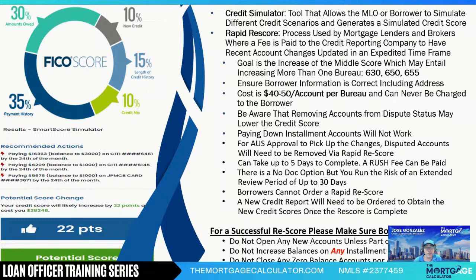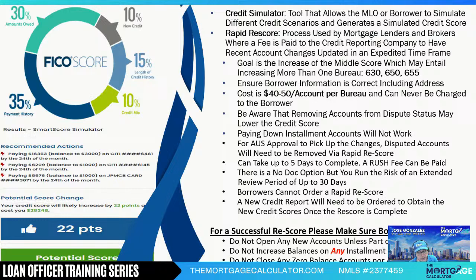Like I mentioned previously, paying down installment accounts also is not an option for a rapid rescore. Just mentioned about AUS approval to pick up the changes. Disputed accounts will need to be removed via rapid rescore. And 5 days is a turnaround time unless a rush fee is paid, which is like an extra, I think, $10, $15, $20 per account.